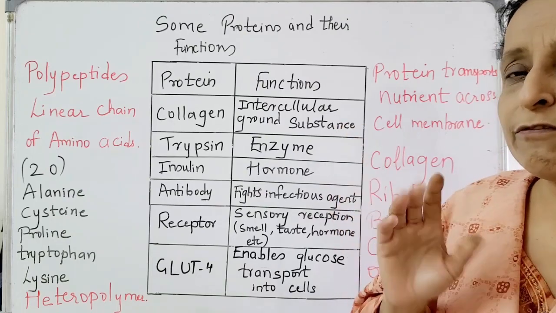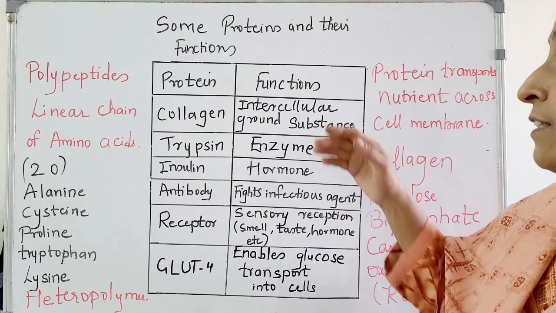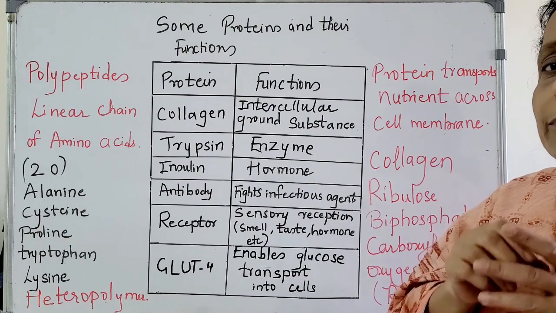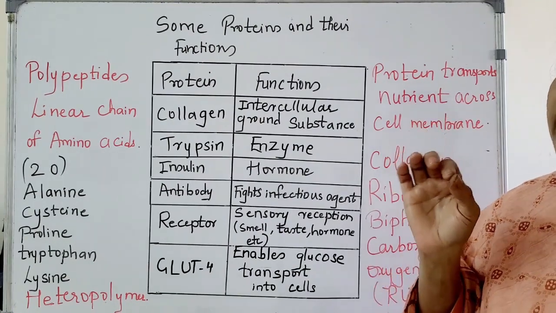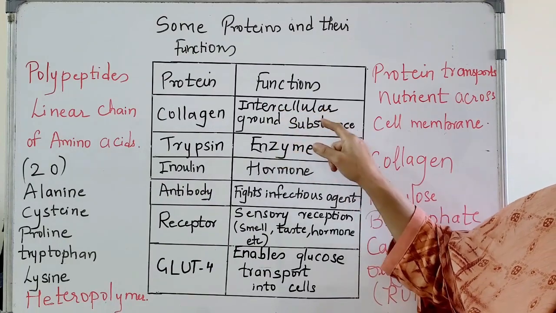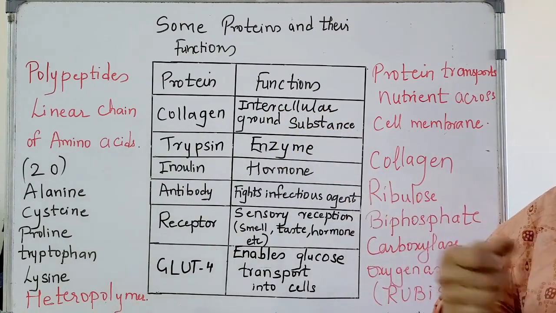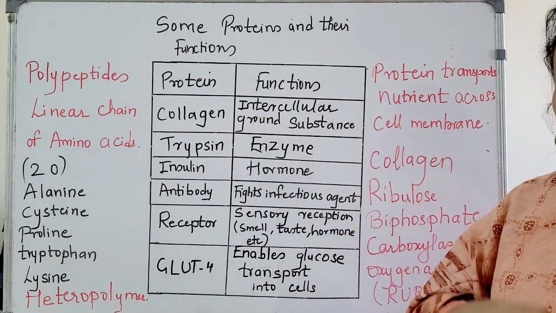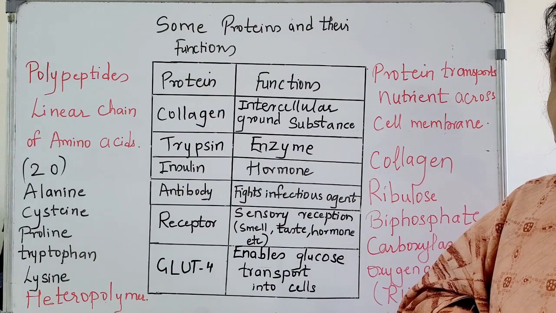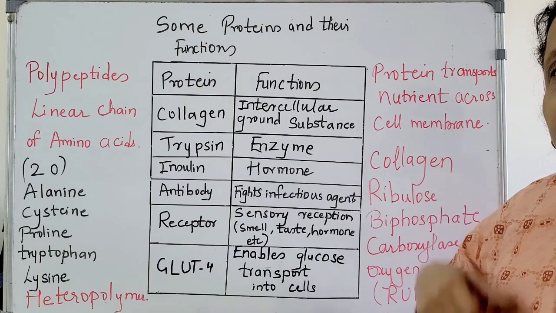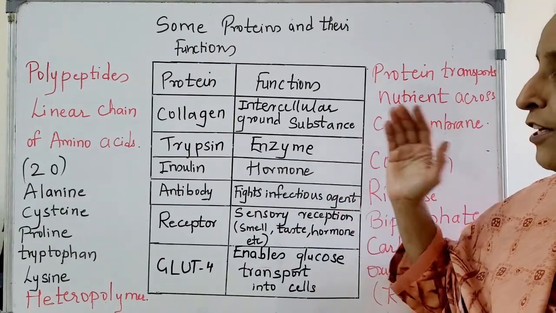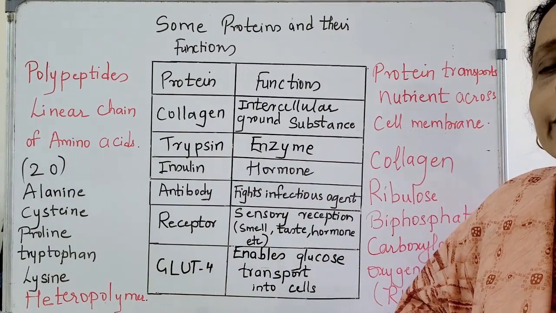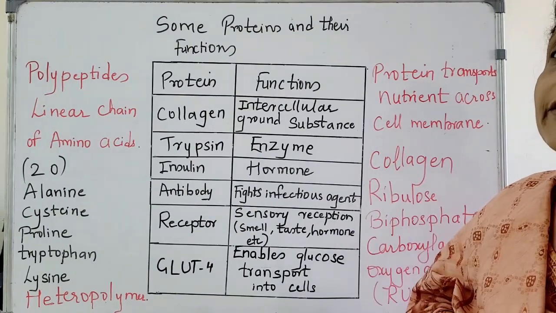Now proteins perform certain functions in our body. Let's see what those functions are. Collagen is the protein which is present in the intercellular spaces, the intercellular ground substance. It gives elasticity to the tissue. Trypsin is made up of amino acids. It helps in digestion of protein. It is proteolytic. It helps in breaking the protein in the intestine. Insulin is a hormone which helps to maintain the glucose level in our body.